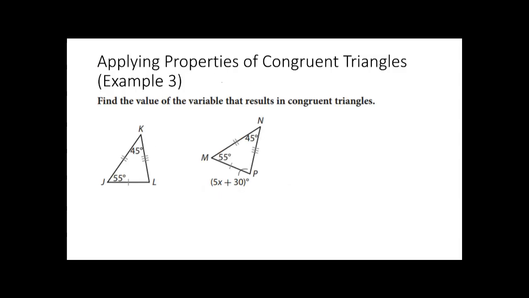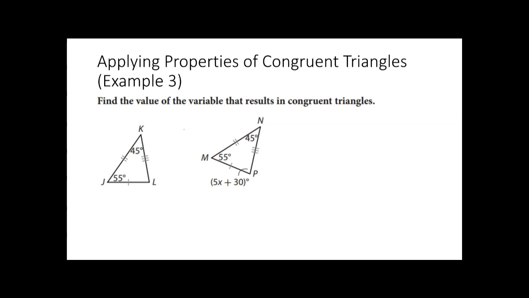All right, applying properties of congruent triangles. So example 3: find the value of the variable that results in congruent triangles. Okay, so now we're applying this. We're told, apparently as an assumption, that these triangles are congruent.